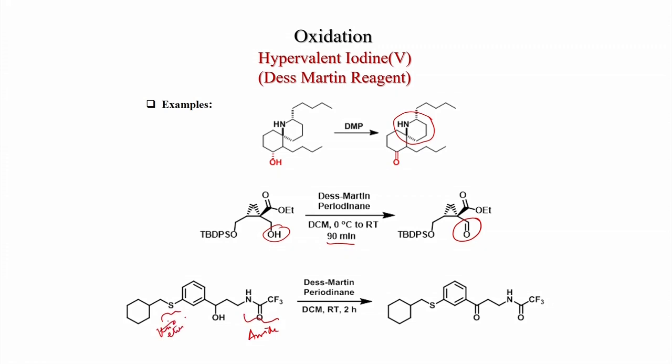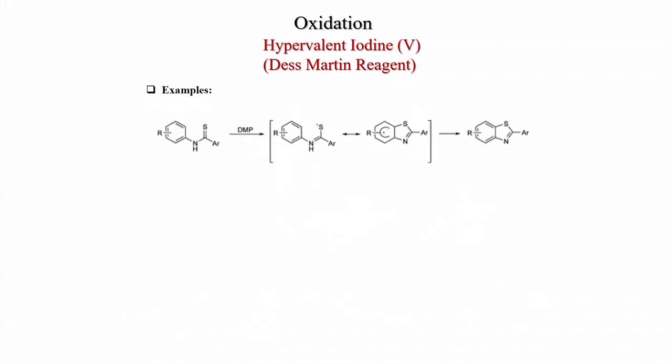So, under this condition, Dess-Martin periodinane with pyridine at room temperature, only the secondary alcohol is getting oxidized to the ketone, and other groups are not touched during this oxidation. Also, thioamides on reaction with Dess-Martin periodinane can give benzothiazole. So, these benzothiazole compounds are formed. So, what is the mechanism?